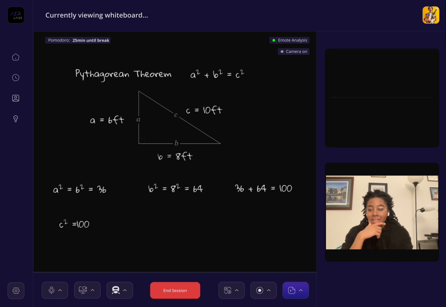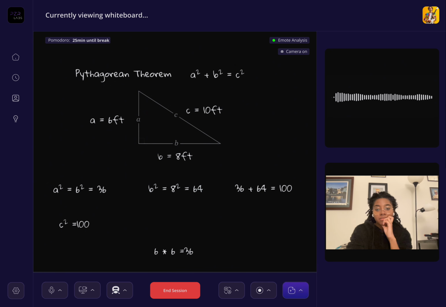That makes sense, but I'm still a little unsure. That's okay. I can tell this feels a bit tricky. Let me explain. Squaring a number is just multiplying it by itself. For example, 6 squared means 6 times 6 equals 36. We square the sides because the Pythagorean theorem is based on the relationship between their lengths. Think of it as a special rule that works every time for right triangles.